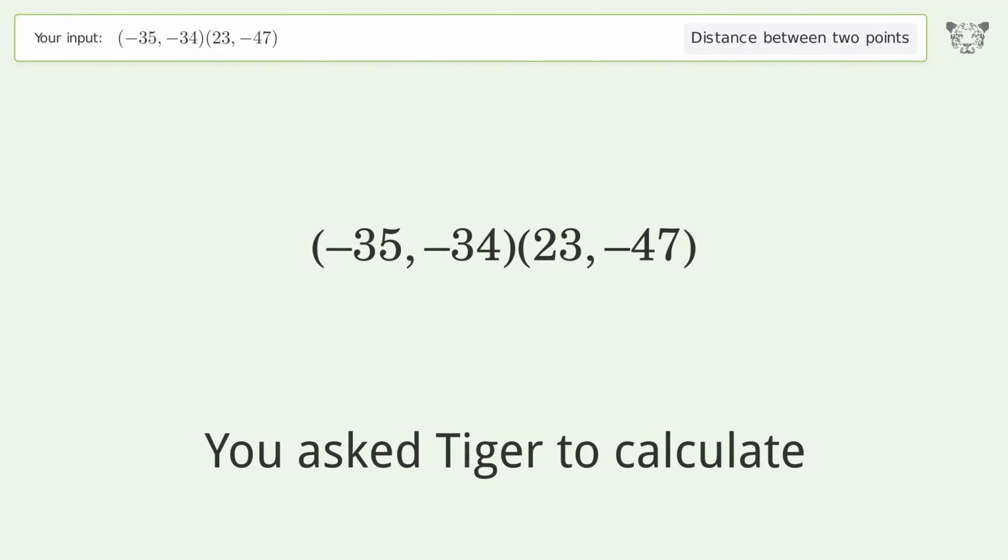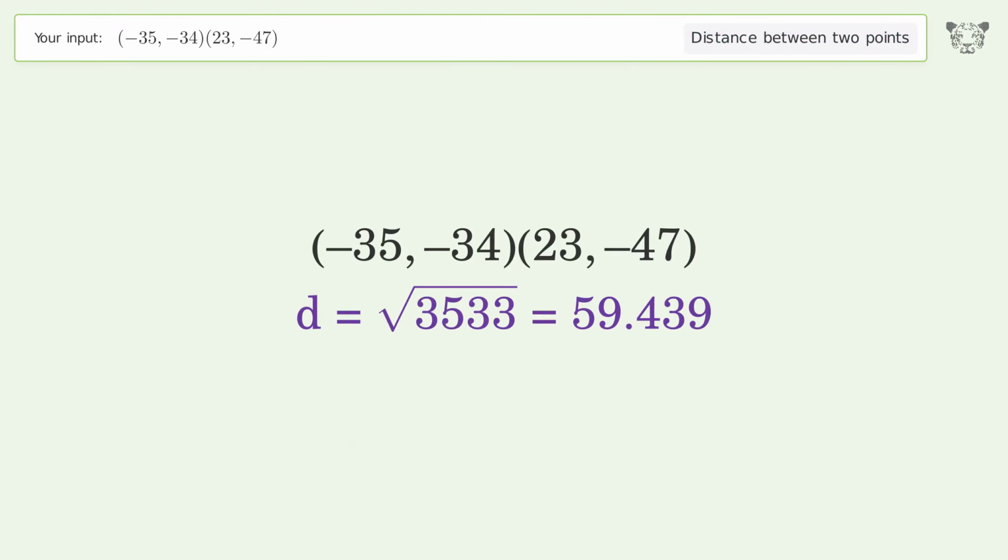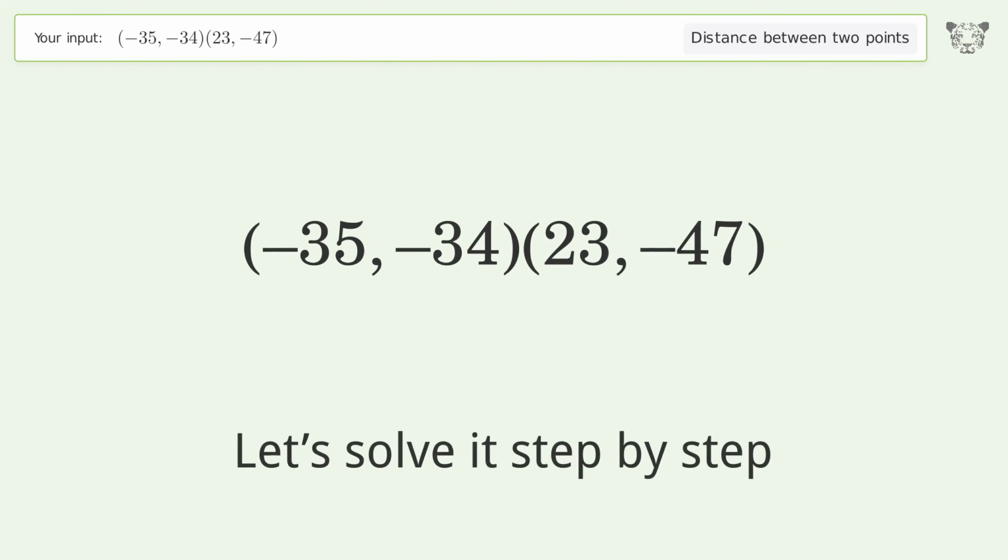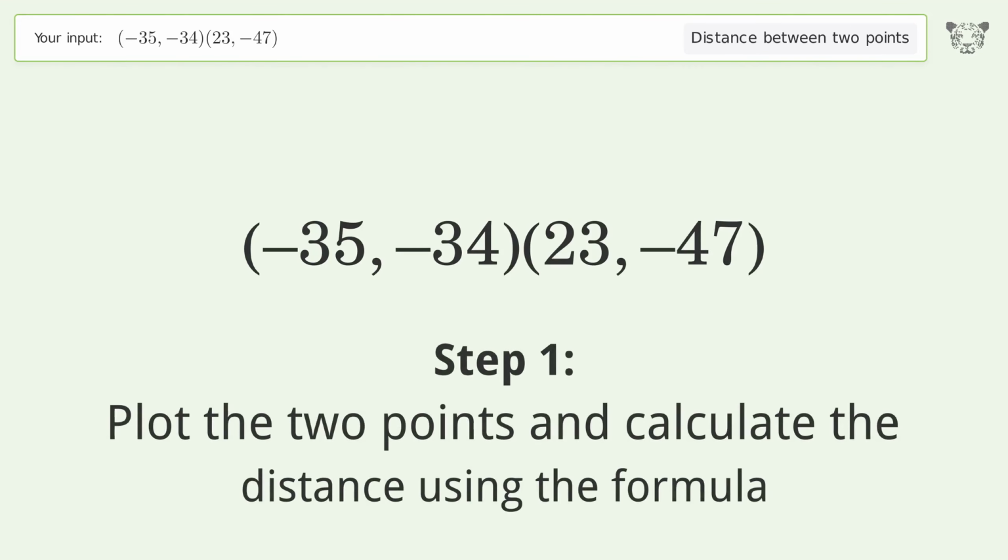You ask Tiger to calculate. This deals with the distance between 2 points. The distance between the 2 points is the square root of 3,533, or 59.439. Let's solve it step by step. Plot the 2 points and calculate the distance using the formula.